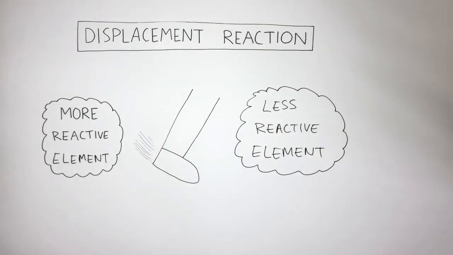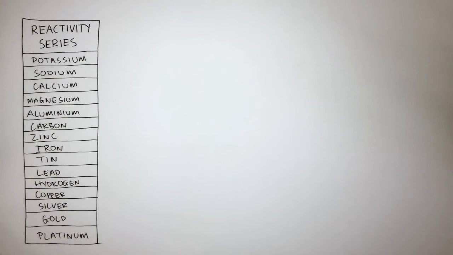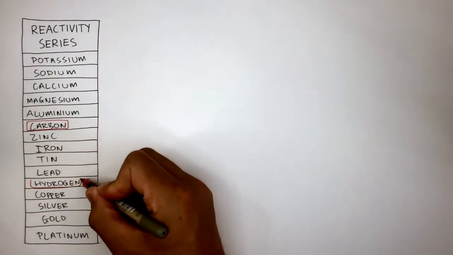its compound. Here is the reactivity series of elements, which we've learnt about in a previous video, and we can use the reactivity series to understand if a displacement reaction will take place or not. This reactivity series is composed mainly of metals, except there are two nonmetals, carbon and hydrogen.